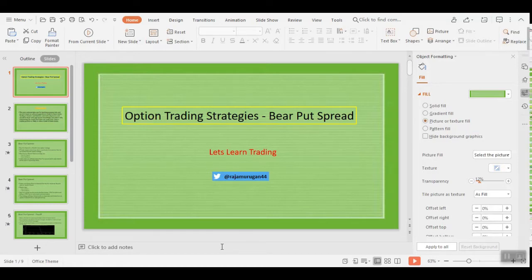Today we'll be having a look at an option trading strategy, the bear put spread. So let's get into one trade.